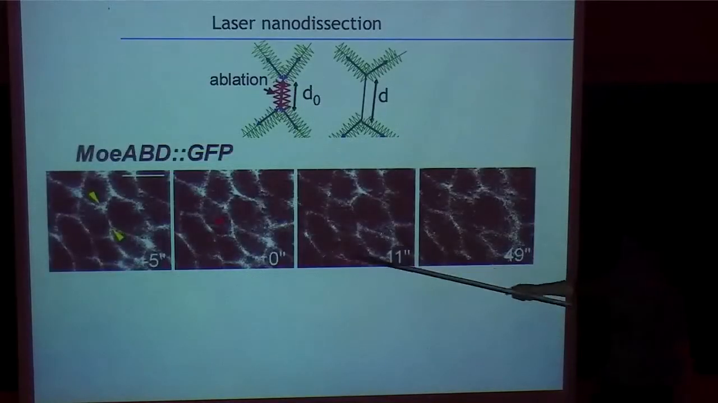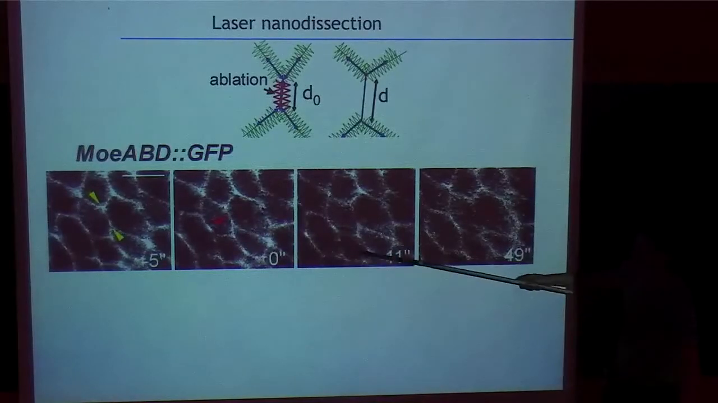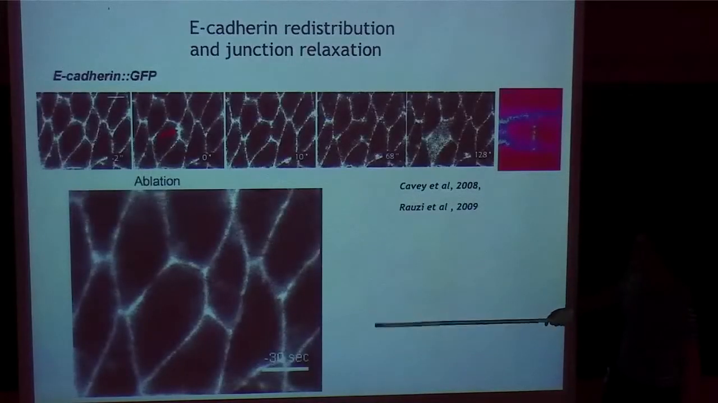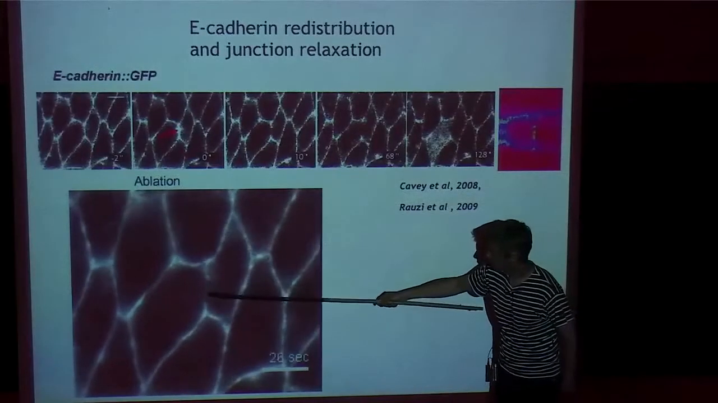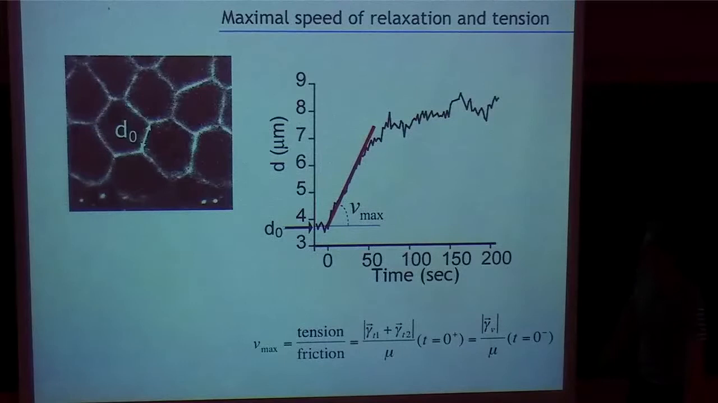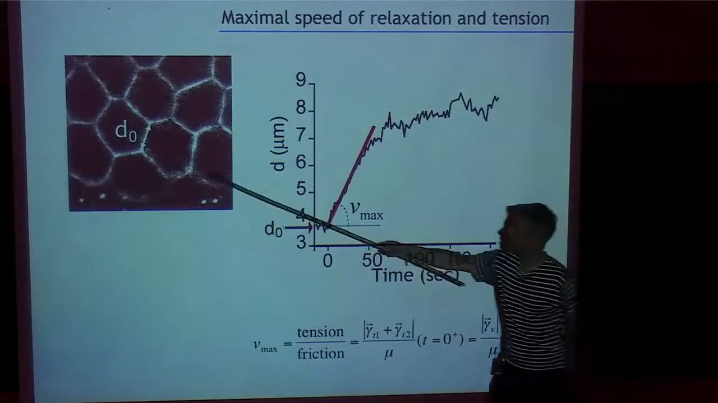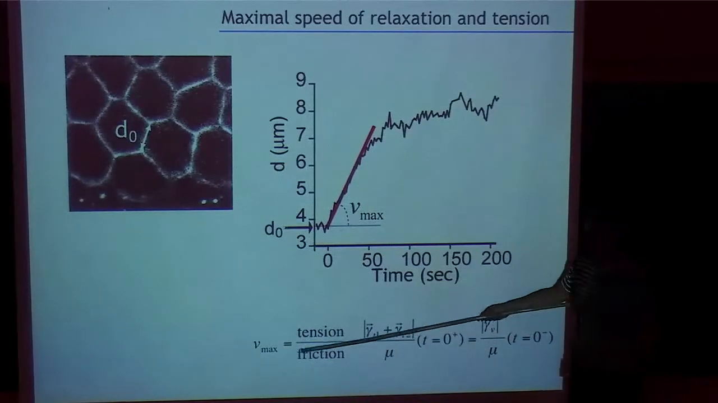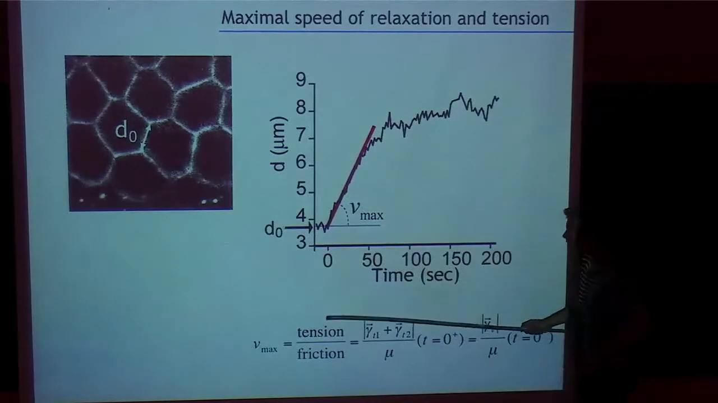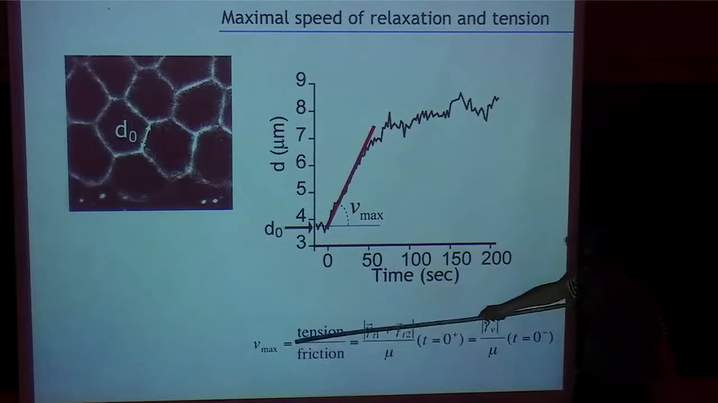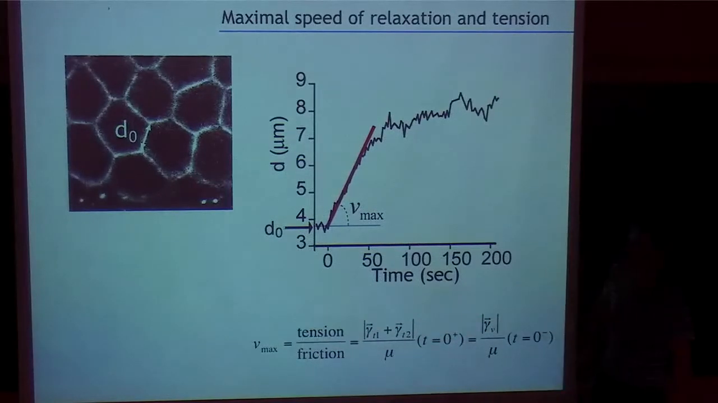From this, you can see that actin redistributes after dissection from the point of ablation. We controlled that the membrane was not broken. You can look at cadherin molecules, and again you see the breakage, redistribution of cadherin, and then relaxation. What we learned from this type of experiment is the relative tension at cell boundaries during intercalation. If you measure the speed of relaxation just after dissection, it's a proxy of tension at cell contacts. The maximal speed of relaxation after ablation is given by the tension over the friction, and we don't know the friction in this case, but we can use the speed as a proxy for tension.